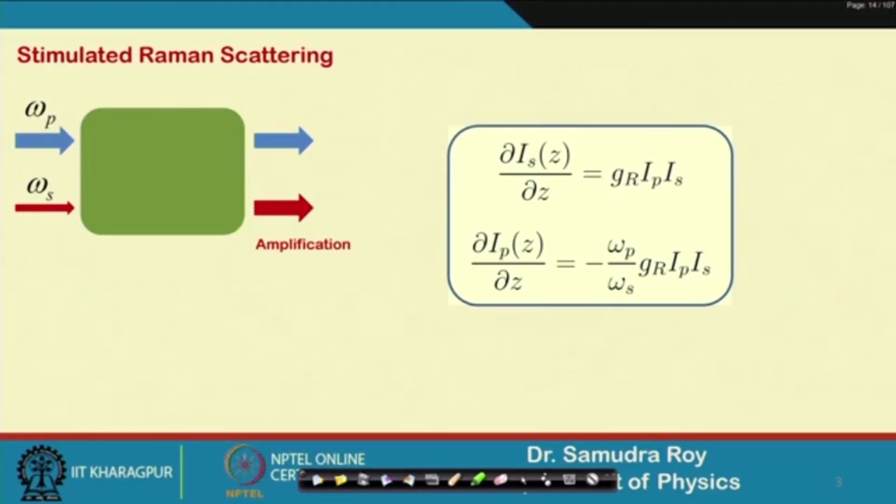So, let us quickly go back to our original problem, that we want to find out how the Stokes wave is going to evolve, and in order to find that out, we need to solve the differential equation that we derived in the last class. This coupled differential equation tells us how the intensity of the signal and the intensity of the pump are going to change, and if the pump is constant, then in these two equations I can consider I p constant.